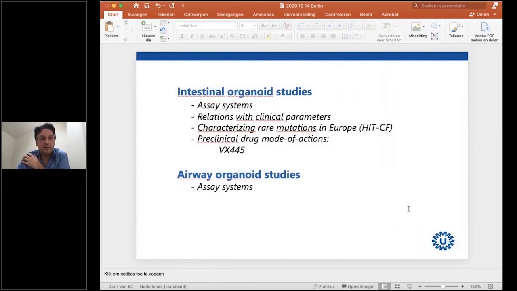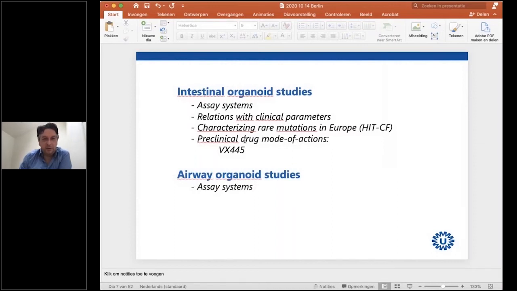Just the structure of the talk, I'll be discussing a little bit on what we do with intestinal organoids, how we measure CFTR function, how these types of functional assays relate to clinical parameters, and how, once we establish that there's a good relation between in vivo and ex vivo experiments, we are now trying to really use this model to characterize organoids from patients with rare mutations throughout Europe, to see whether we can make sure that these people may also benefit from existing drug development programs.